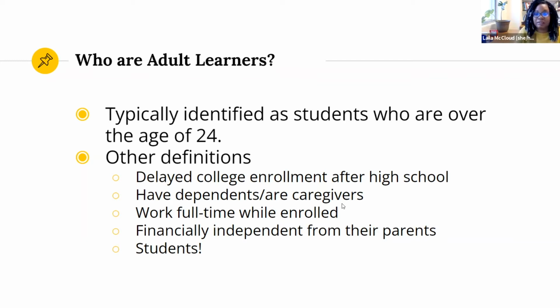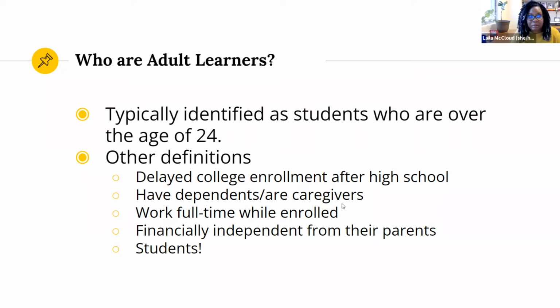Okay, so who are adult learners? Typically identified as students who are over the age of 24. Other definitions are delayed college enrollment after high school, having dependents or being caregivers of other family members, working full-time while enrolled, and being financially independent from their parents, or commonly just referred to as students.